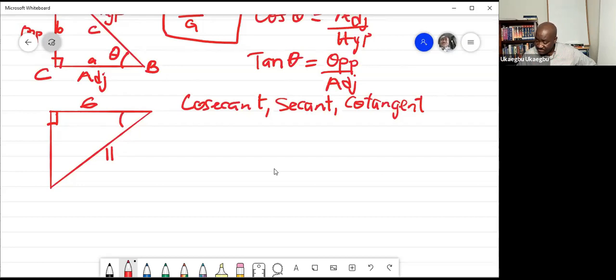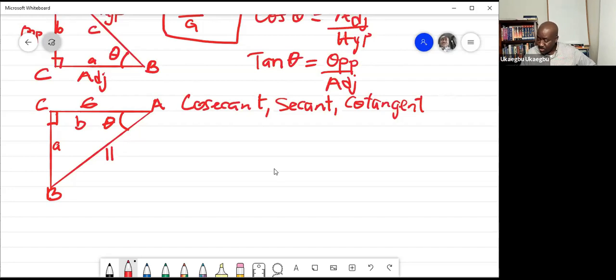Let's find the angle. Let's find this angle, theta. You can label it as your usual, A, B, and C. All right, so which means we are looking for the small a. Here is the small a, and here is the small b.